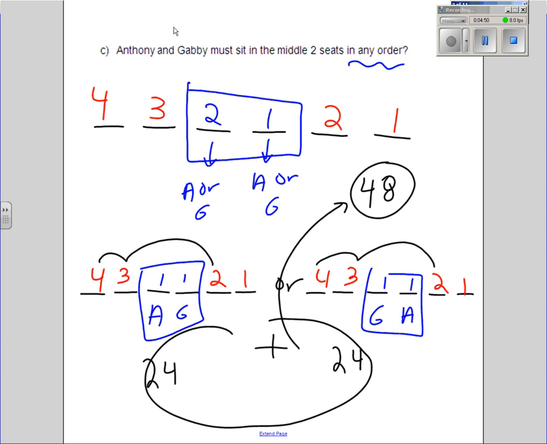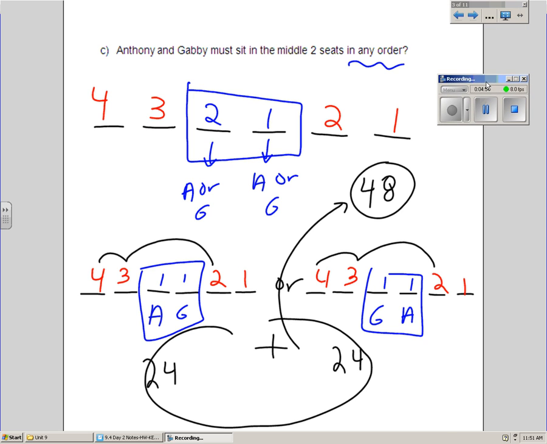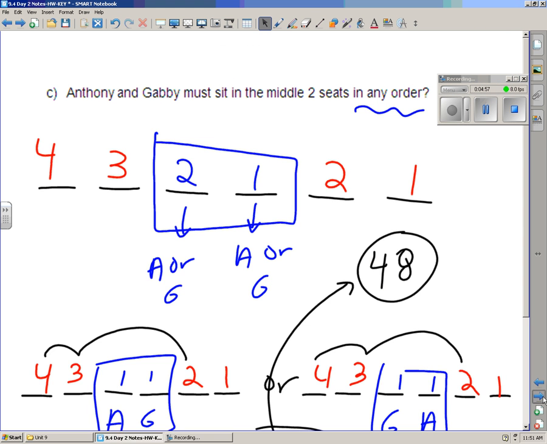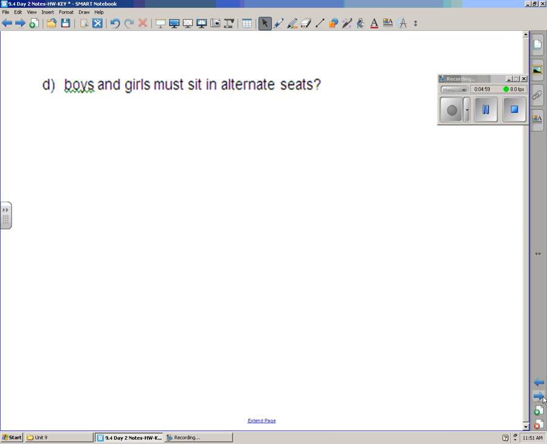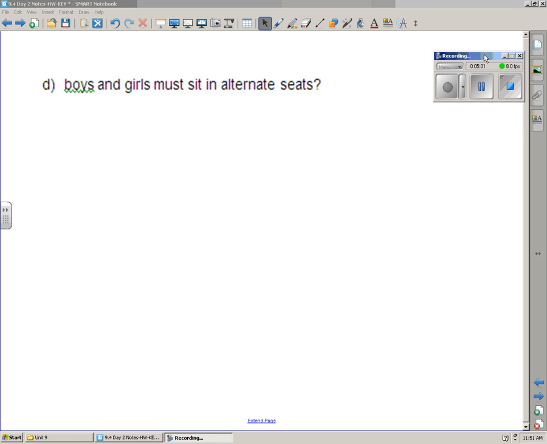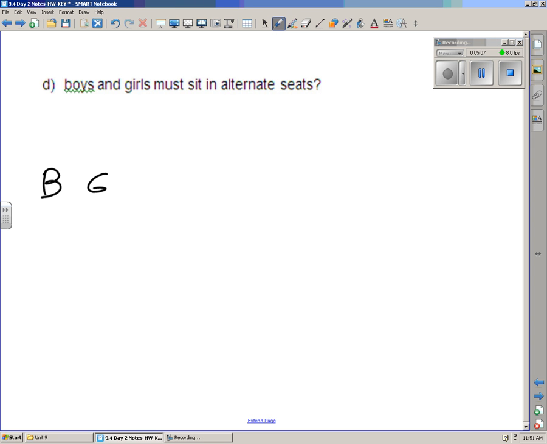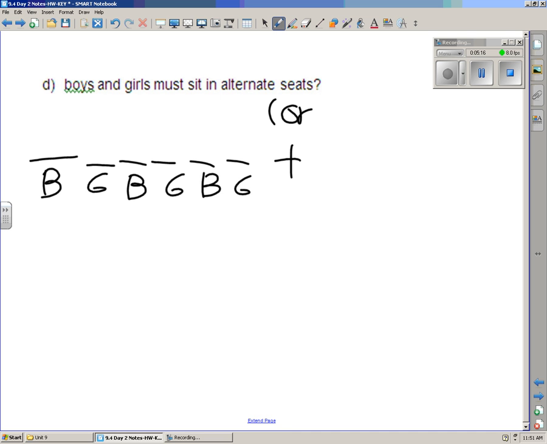Alrighty, so let's get this out of this big one. Let me move this if I can. There we go. Okay. Next one, boys and girls must sit in alternate seats. So for boys and girls to be in alternate seats, I'll do it the long way. I think the long way makes it a little bit more sense. So I could have boy, girl, boy, girl, boy, girl, or I could have girl, boy, girl, boy, girl, boy.